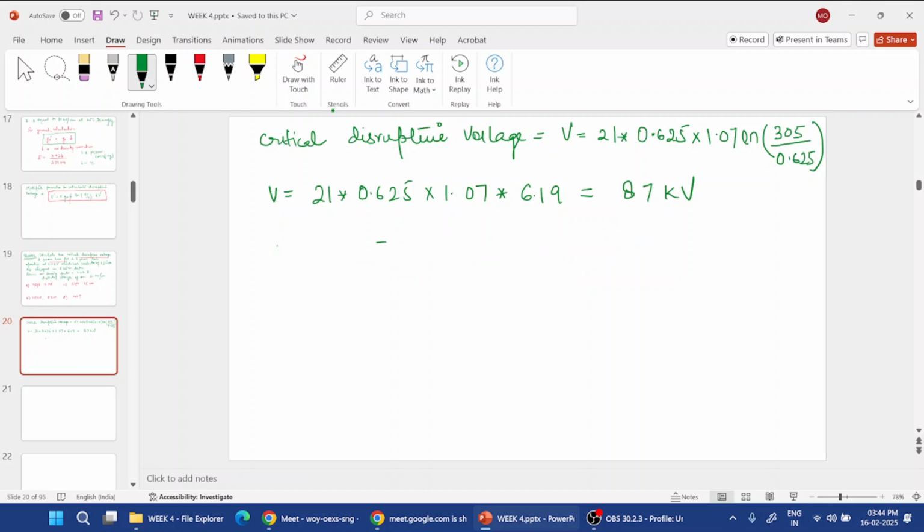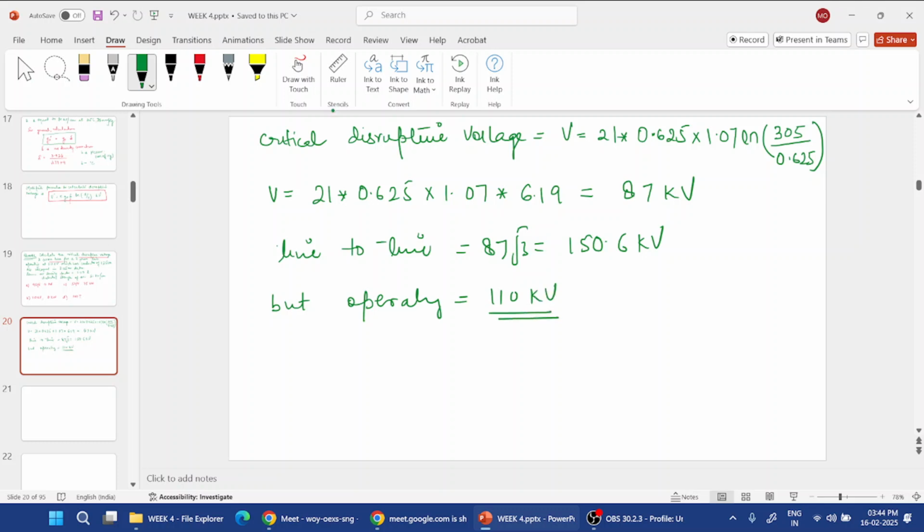Line to line voltage is 87 root 3. If we calculate it, it comes out to be 150.6 kV. But the line is operating at how much? 110. So basically, the corona losses will not be there because it's already operating below the critical line to line voltage. So that's why the corona loss will be 0. Okay.